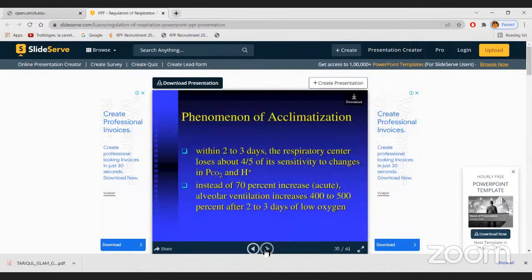Then next one, the phenomenon of acclimatization. What is the phenomenon of acclimatization? Within 2 to 3 days, the respiratory center loses about 4/5 of its sensitivity to changes of pressure of carbon dioxide and hydrogen ions. Instead of a 70% acute increase, alveolar ventilation increases 400 to 500% after 2 to 3 days of low oxygen.